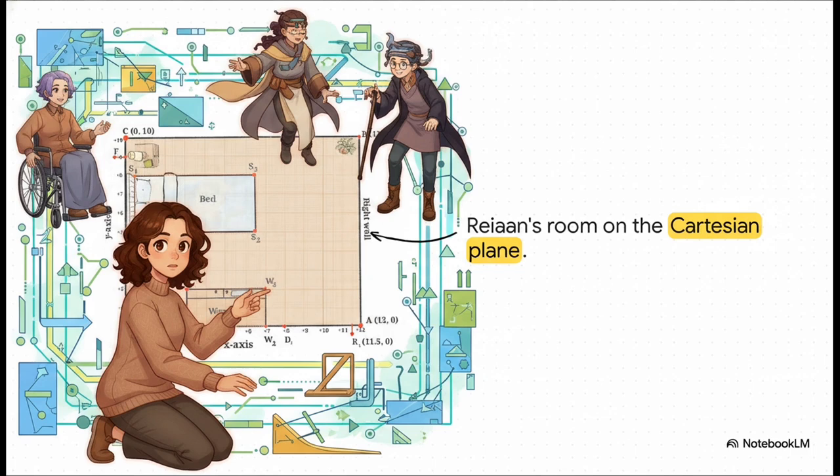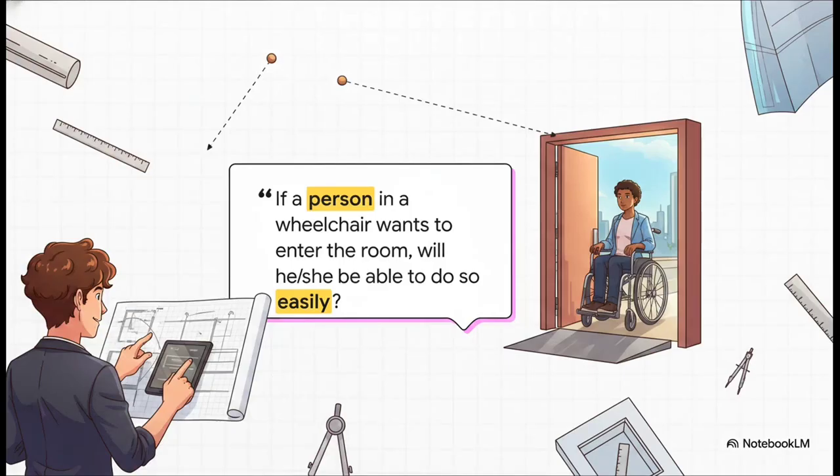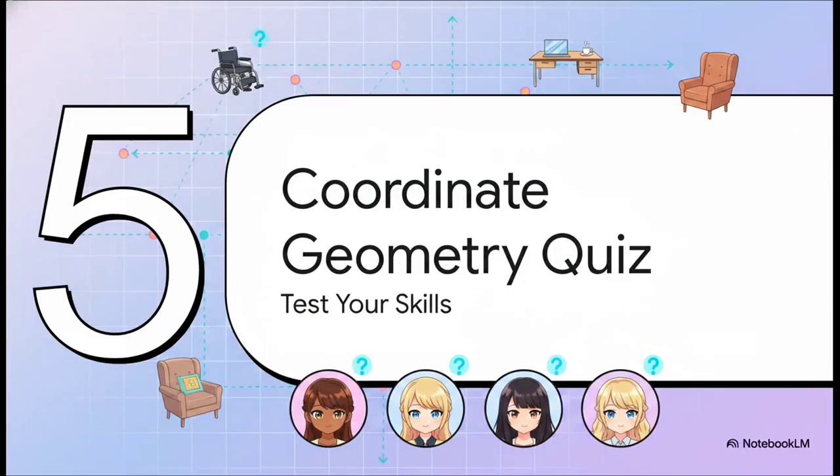You see, coordinate geometry isn't just about plotting random points on graph paper for a math test. It's an incredibly practical tool. By finding the distance between two coordinate points, we can measure actual physical gaps in the real world, like the width of a door frame. This is the exact math architects use to ensure a building's design is welcoming and fully accessible for people using wheelchairs. Okay, Part 5, Coordinate Geometry Quiz.